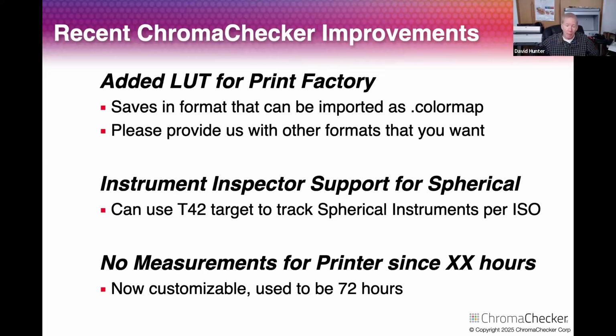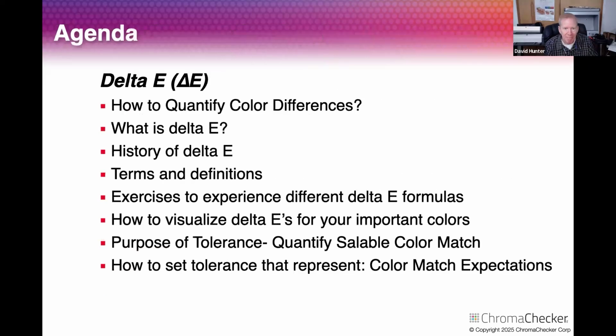And then we've also added within the accountability inspector the ability to customize how long it takes a notice to be sent to either the operator or the manager if no data from a printing device has been received by the ChromaChecker cloud. It used to be limited to a couple choices. I think the shortest choice was like 72 hours, which is like 3 days. Now you can make it much faster. So with that, let's get on to our topic for the day.